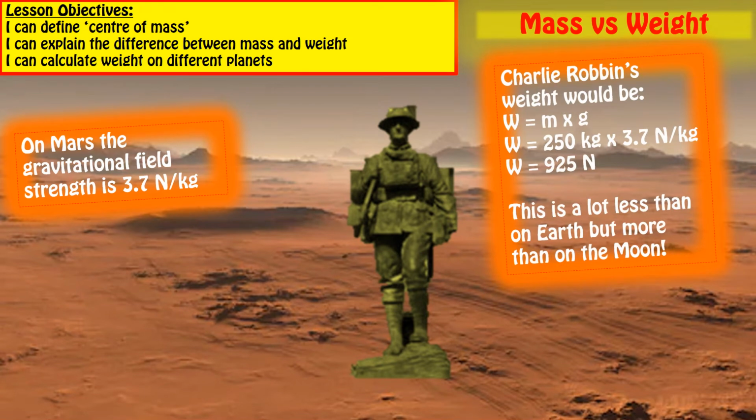So W equals m times g. W, the weight, equals 250 kilogram mass times the gravitational field strength, which was 3.7. And that gives us a weight of 925 newtons. So that was more than the moon, but less than Earth. So his mass didn't change, but you've seen from the Earth to the moon to Mars, Charlie Robbins statue, the weight has changed. And that's because gravitational field strength has changed on each planet or each moon.